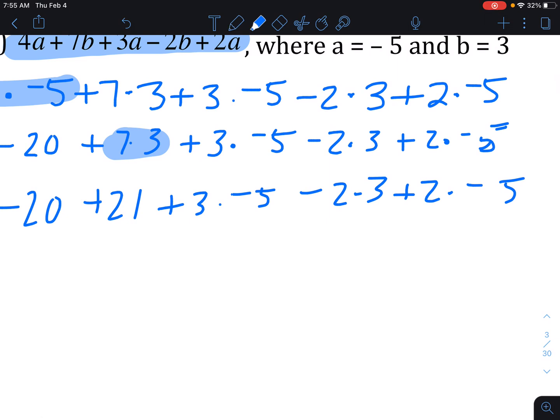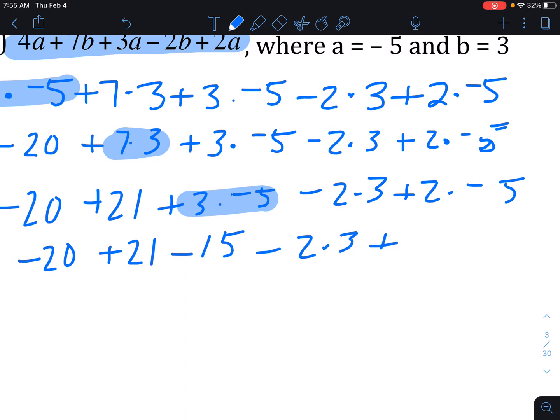Then we have more multiplication right here. That'll be -15. We'll call it -15. Remember, negative numbers are the same thing as minus. And more multiplication. God, I hate this problem. All right, first problem of the year is extremely long.